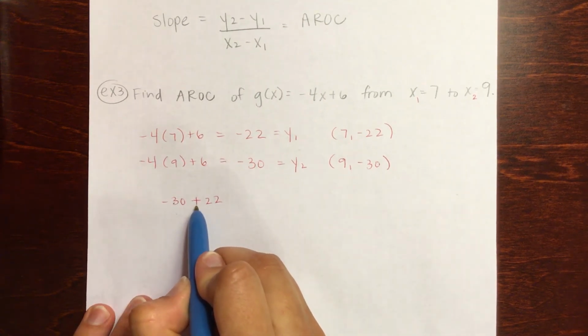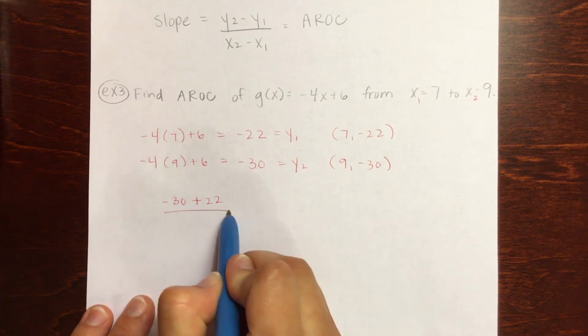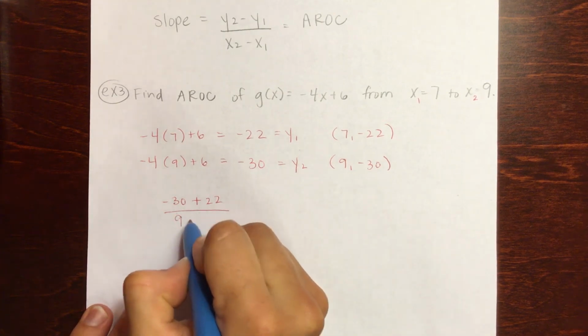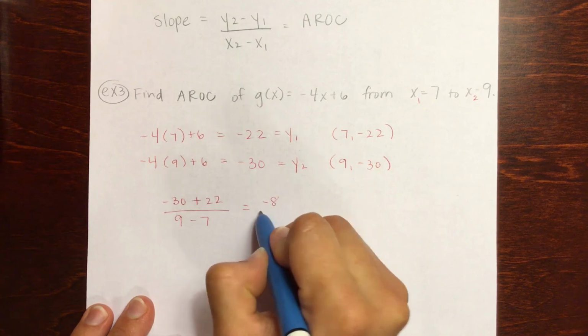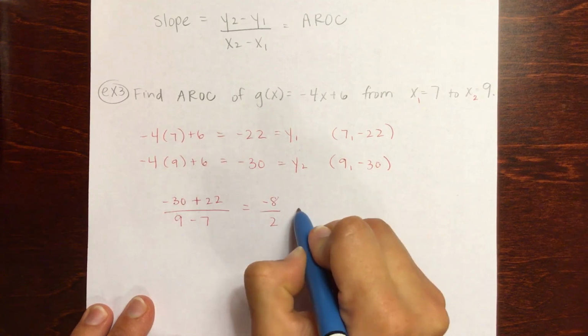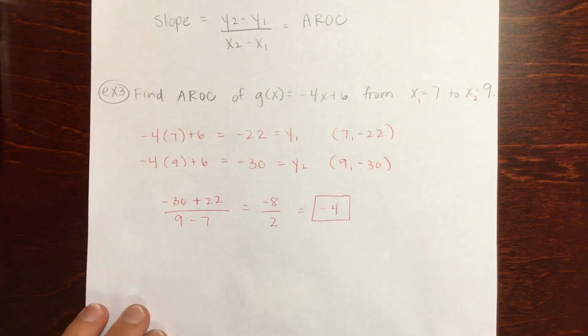Negative 30 minus negative 22. Minus negative makes this a positive. Subtract across the top, subtract across the bottom, then simplify your fraction. And I don't need units because this doesn't have units. It's not a word problem. It's just an equation.